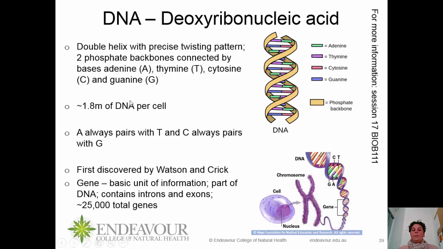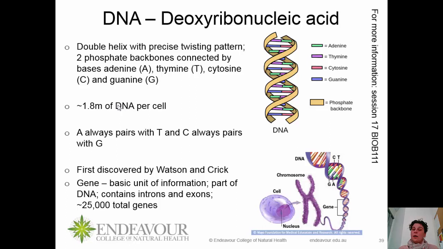This is an interesting point that I would like to make. There's about 1.8 meters of DNA in each cell. So we're talking about one tiny little cell that you can't see with your naked eye. Inside it is this thing called a nucleus, and inside that nucleus is 1.8 meters of DNA.